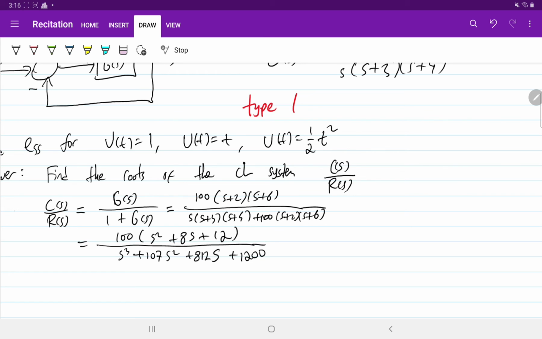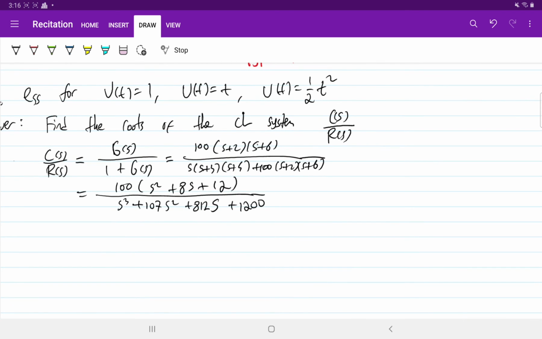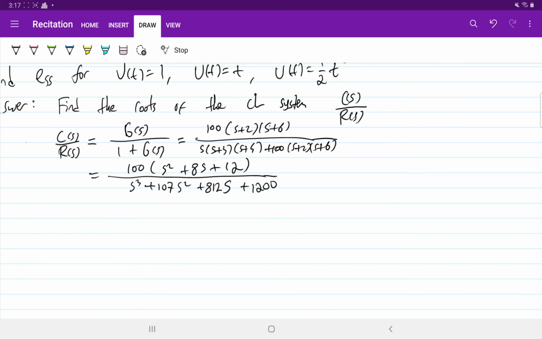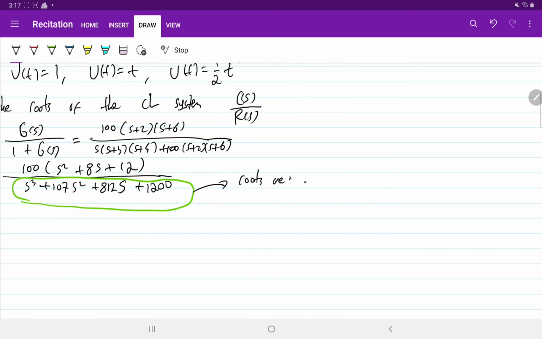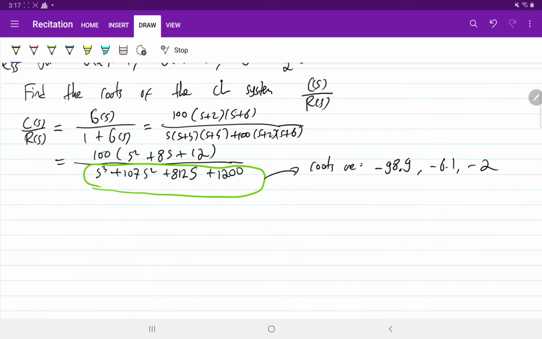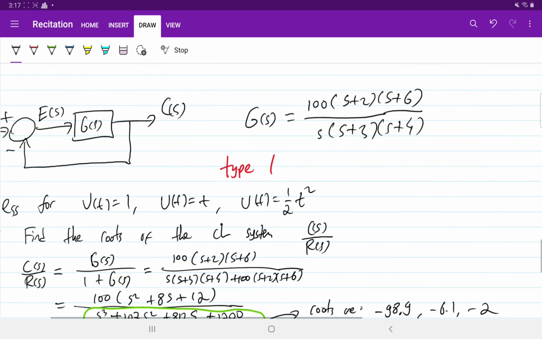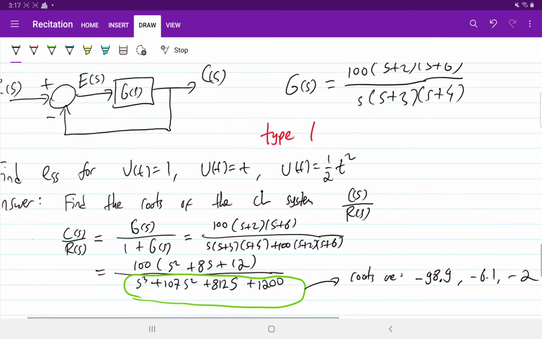Okay, so is this system stable? You can compute the roots of this polynomial. The roots are minus 98.9, minus 6.1, and minus 2. Okay, so the closed loop system is indeed stable. Hence, we can analyze the steady state error.